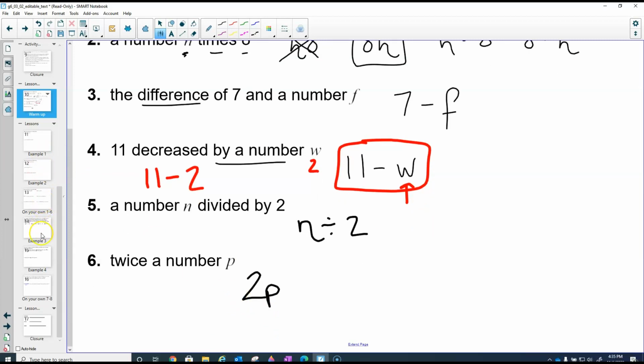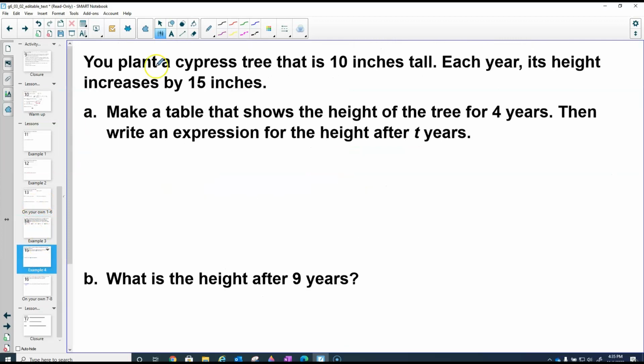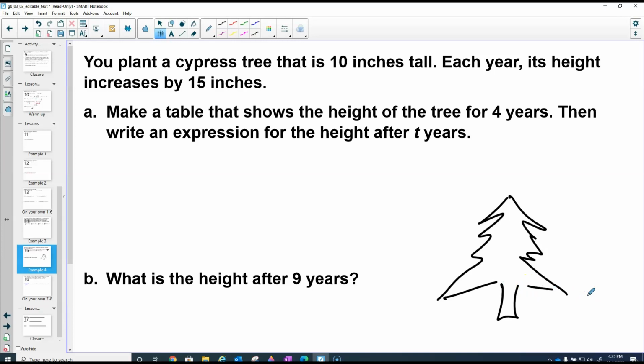So now I want to go down to this one. So now if we look at something, I know words, scary, but it's not. So let's say you plant a tree that's 10 inches tall, okay? So this lovely tree, and you know how I like to draw pictures. You should all draw pictures too because it really helps understand. So this guy is 10 inches, okay?